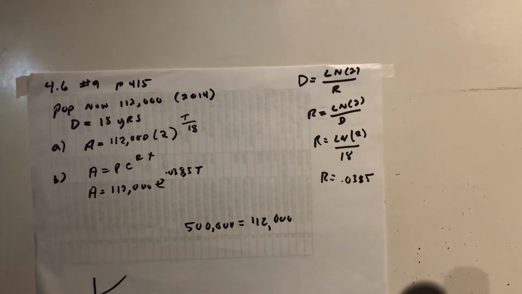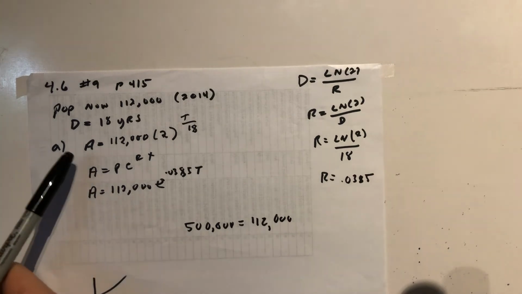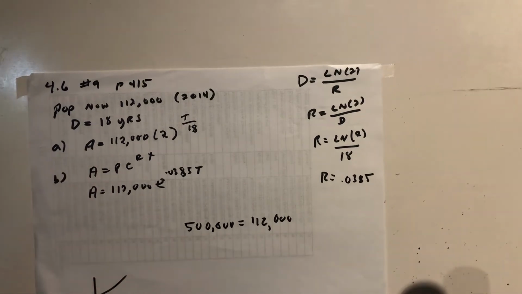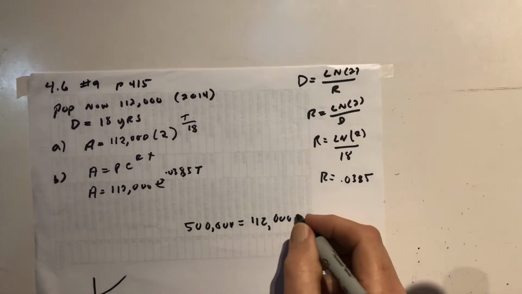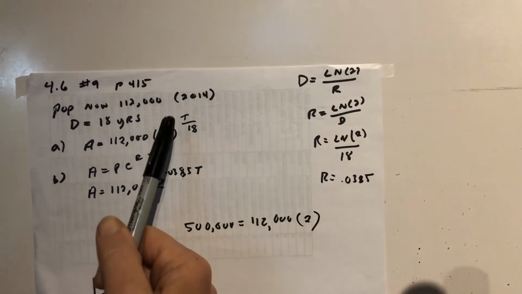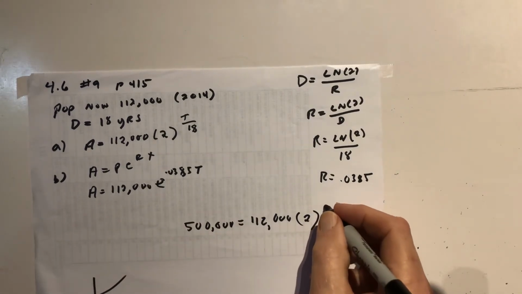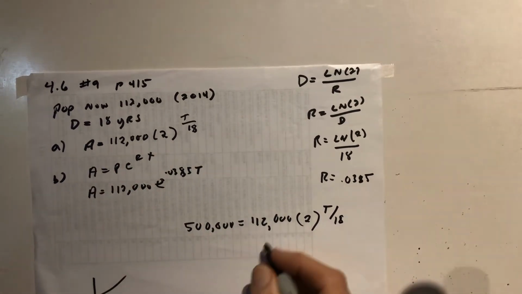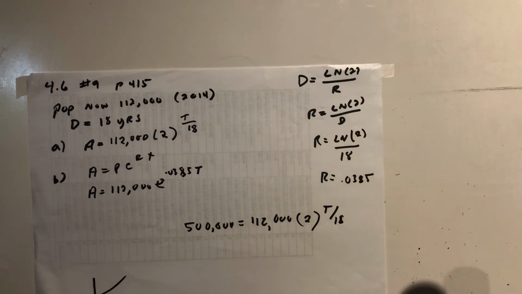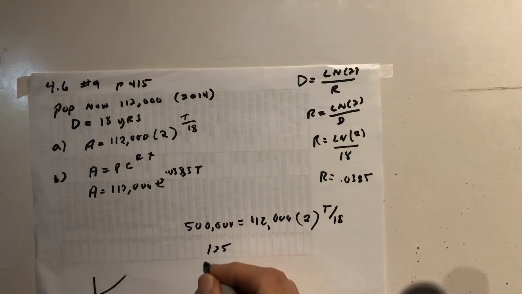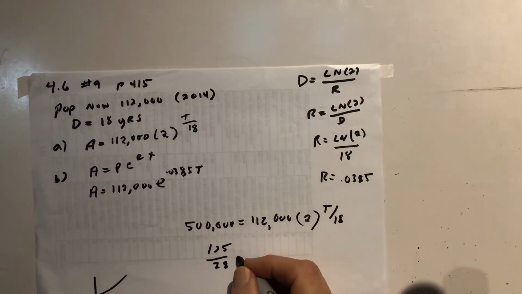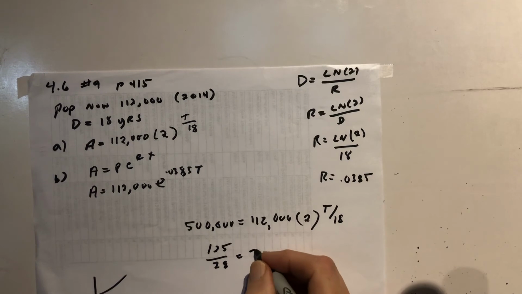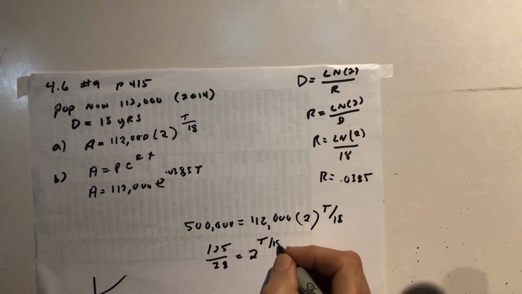They don't tell you to work it both ways, so either use this formula or this formula. I like the double formula, so I'm going to use that. So I put a 2, and I want to know how long it's going to take, so it's t over 18 years. So divide those two and reduce it to 125 over 28 equals 2 raised to the t over 18.